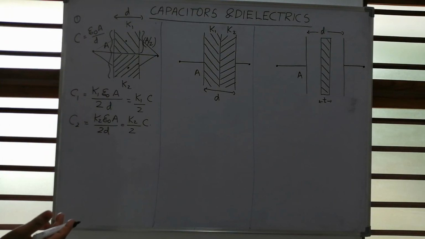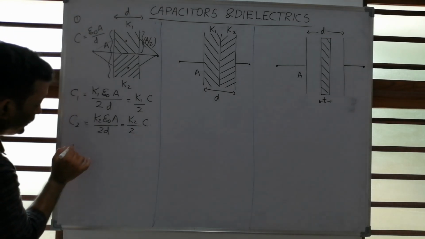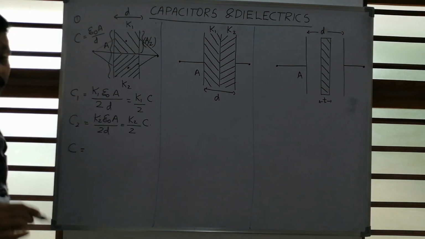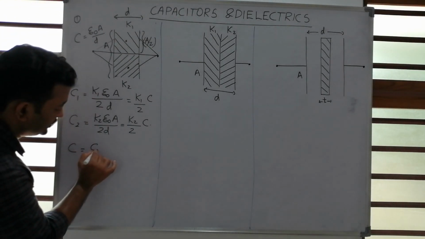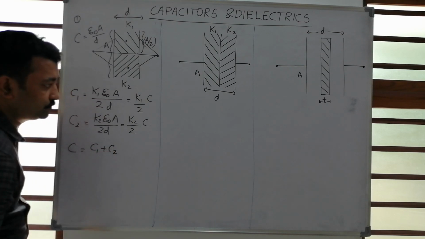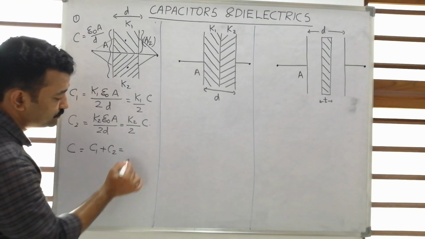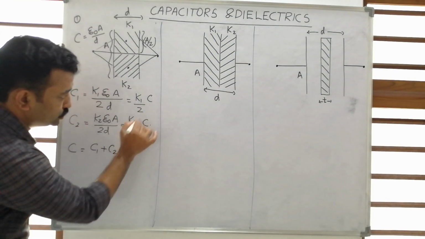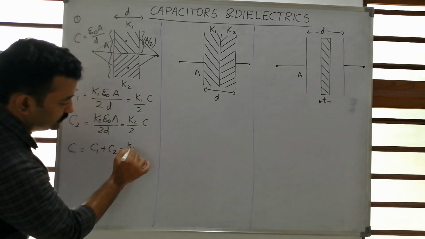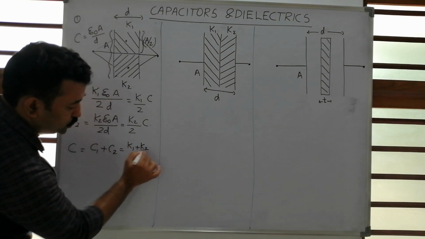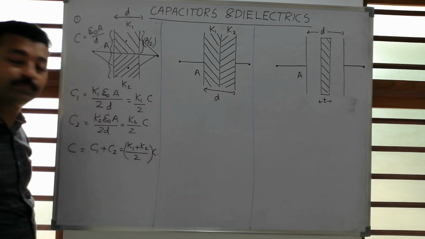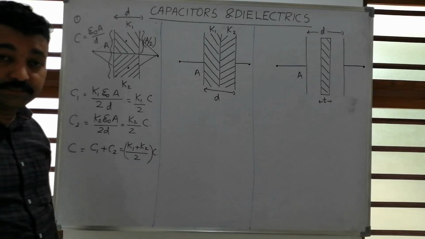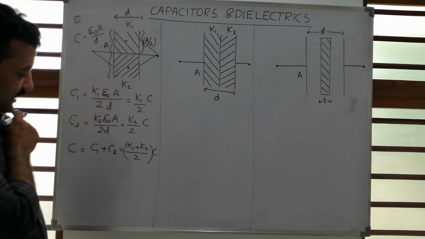Now our aim is to get the total capacity, or the effective capacity. What will be the total capacity in a parallel connection? Parallel connection gives C1 plus C2. So the value is C1 plus C2. The expression becomes very simple. We have K1 by 2 C and K2 by 2 C. This is K1 plus K2 whole divided by 2 times C. This is the net capacity if the dielectrics are filled like that.